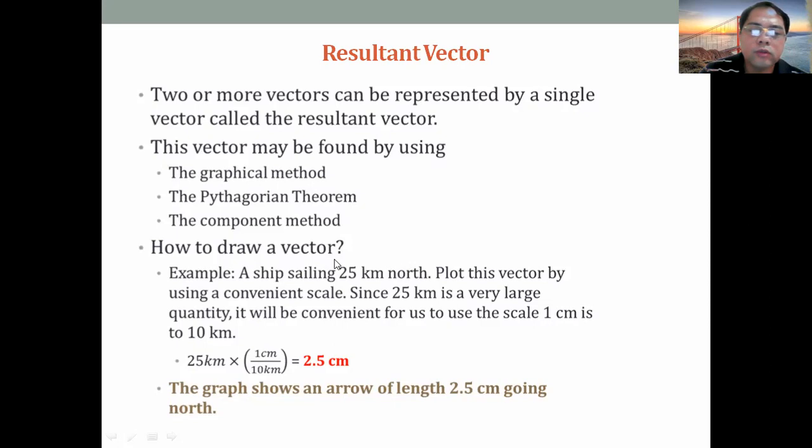So how to draw a vector? If we are applying our graphical method, how do we draw? We draw one vector after the other, and we usually term it as tip to tail. So that's how we draw our vectors. If you employ the graphical method, others would call it tip to tail.